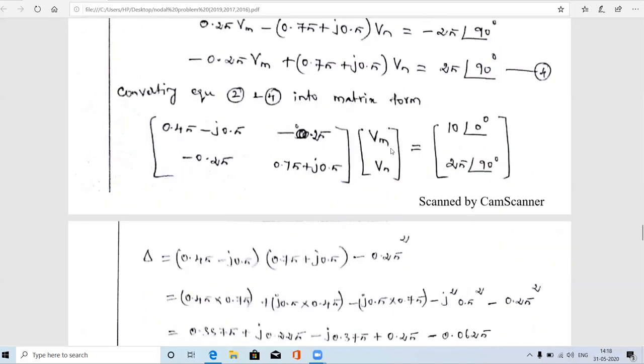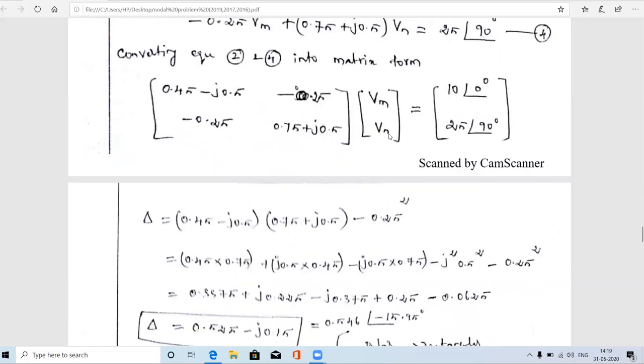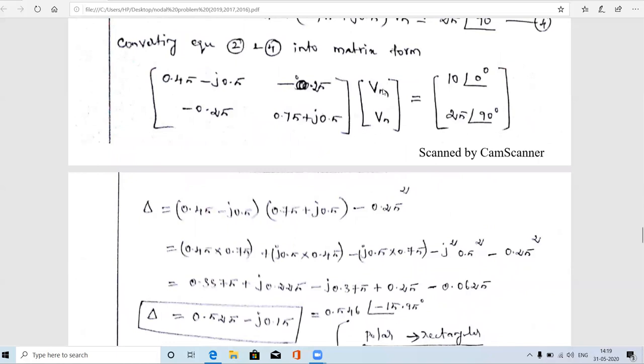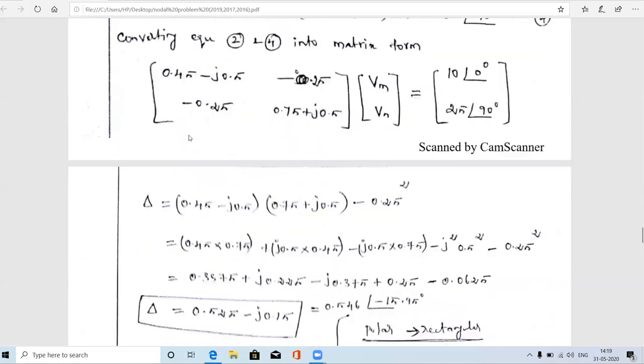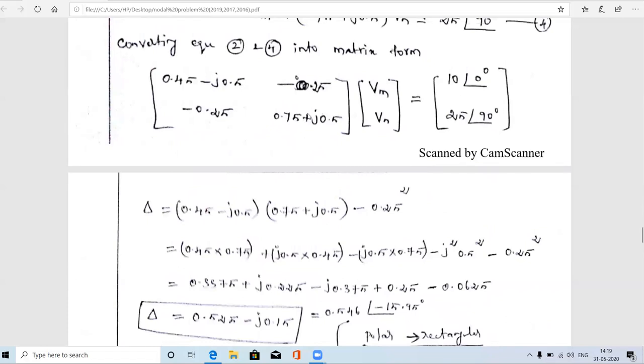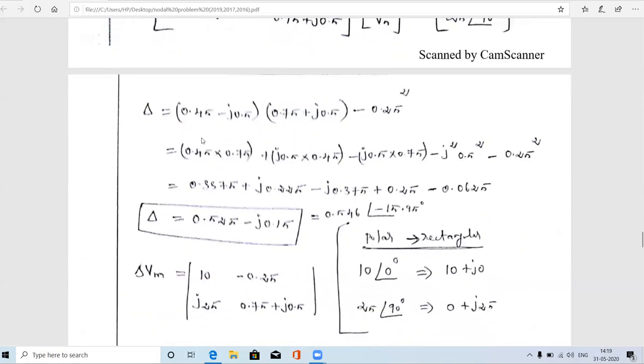But here the variables are Vm and Vn. So now our aim is to find the variables Vm and Vn. But for that, first we have to find the determinant value. So determinant means the determinant of this 2 by 2 matrix. You multiply these two things minus this two thing. So this is the one.